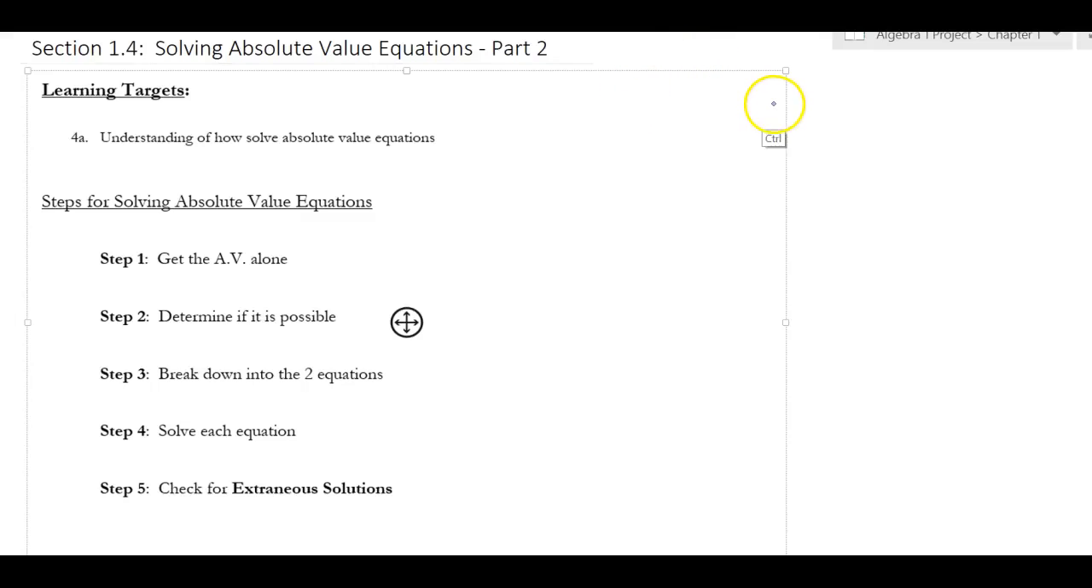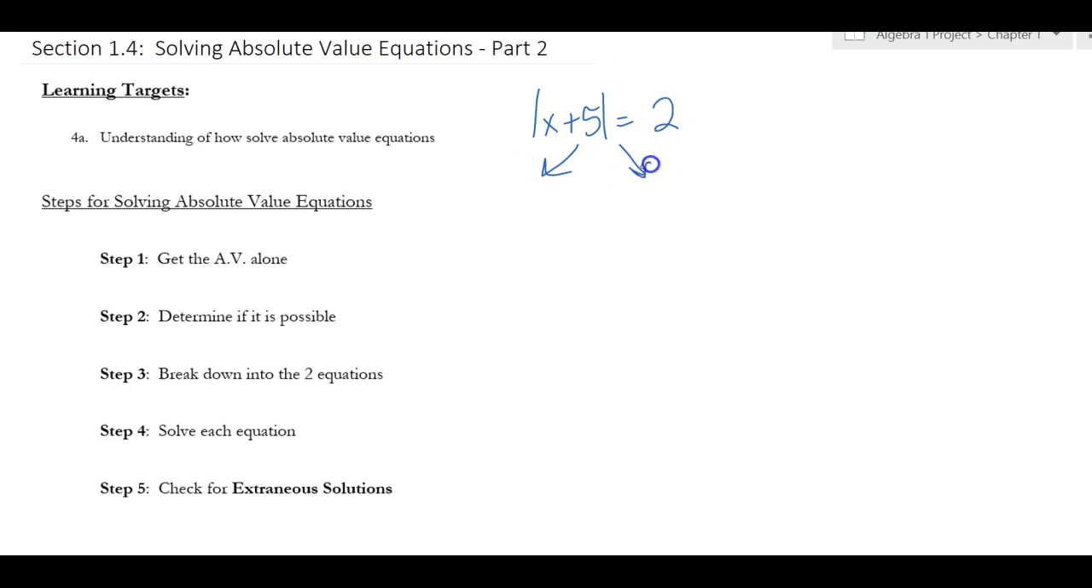Okay, so what we're doing today is we're starting with absolute value equations, but we're going to part 2. Remember yesterday, or the previous lesson, we did some basic examples where the inside stayed the same, but you made the outside positive and negative. So we're doing that again today, but now we're adding in step 1, and we're getting to some more difficult problems. So step 1 is to get the absolute value alone on the outside.